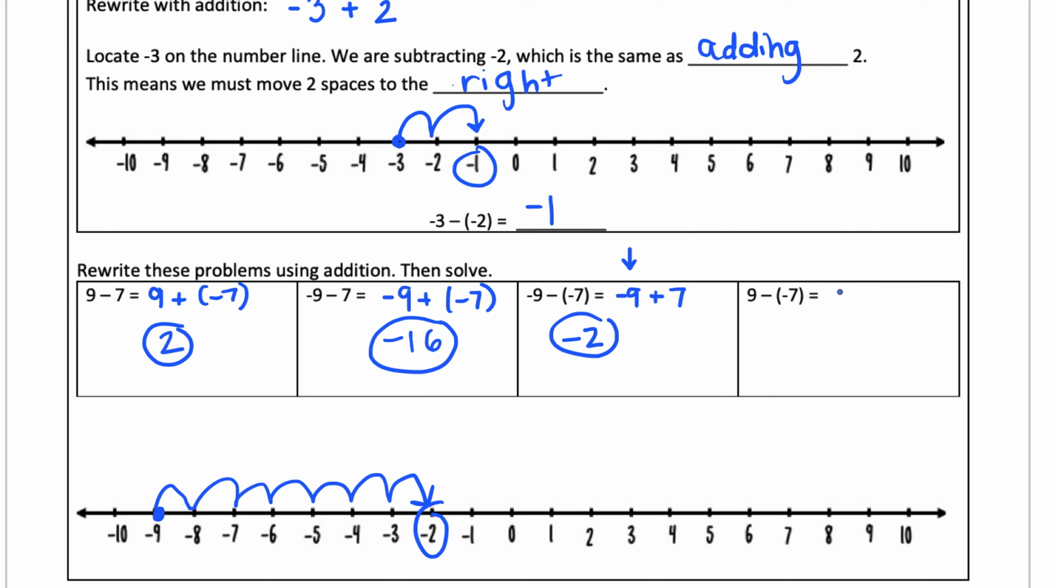Finally, I have 9 minus negative 7. When I see subtraction, I can rewrite it as addition with the opposite integer. So the opposite of negative 7 is positive 7, and now we just have 9 plus 7, and we know that that is 16. They were both positive, so it's just a positive 16.